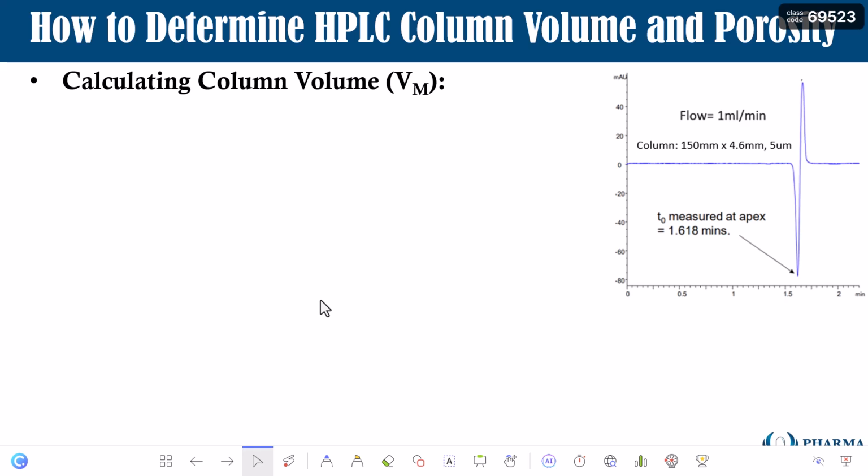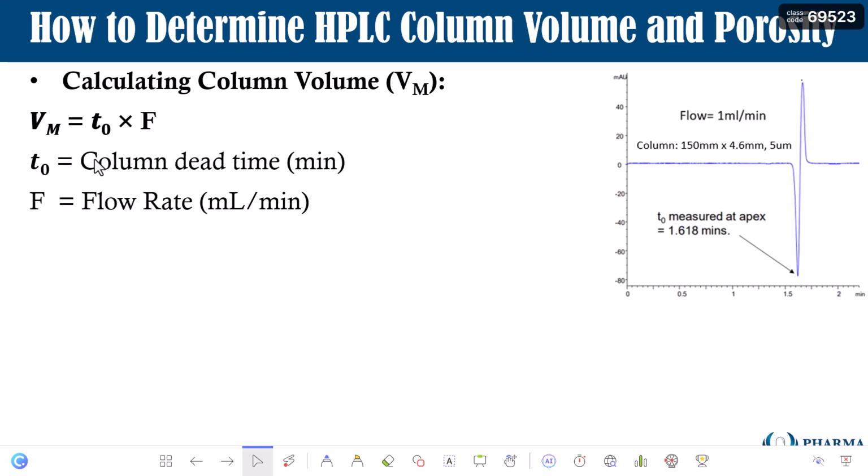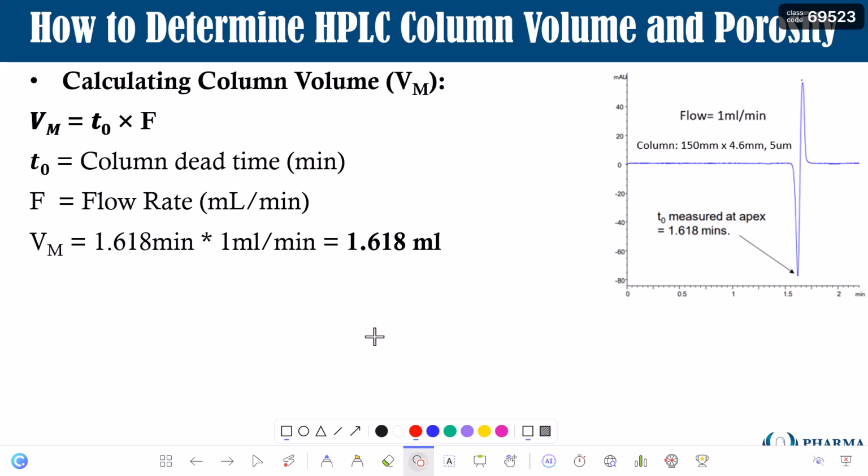So calculating the column volume. This is the calculation of the column volume: T0 into F. What is the T0? It's the column's dead time in minutes, and flow rate is in terms of ml per minute. In this particular example, our T0 is 1.618 minutes, and our flow rate is 1 ml per minute. What happens in this case is that the minute gets cancelled out, and you will actually get the volume in terms of ml, that is nothing but 1.618 ml. I hope you understand. This is our column volume.